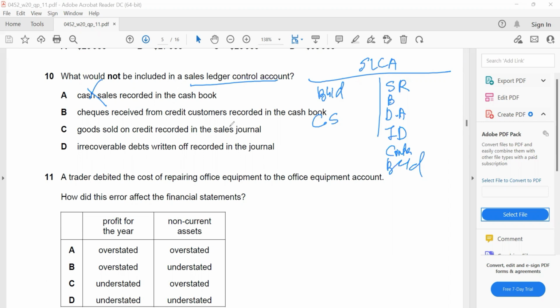Cheque received from the credit customer recorded in the cash book. So this is the amount for the bank. Goods sold on credit recorded in the sales journal. This is the one for the credit sales. Okay. Irrecoverable debt written off recorded in the journal. This is the irrecoverable debt written off. So the answer should be A. Next question.